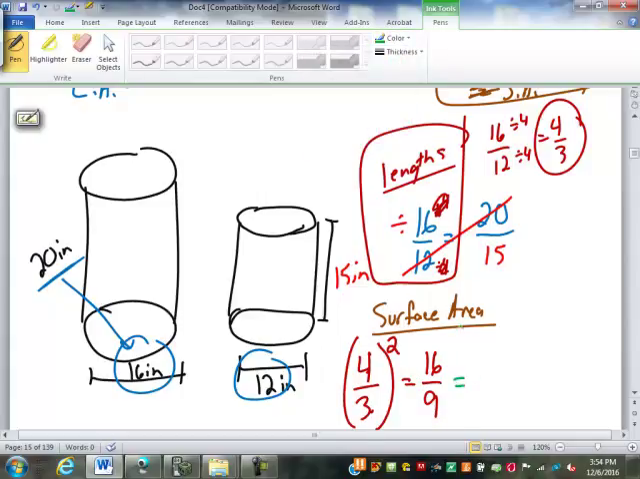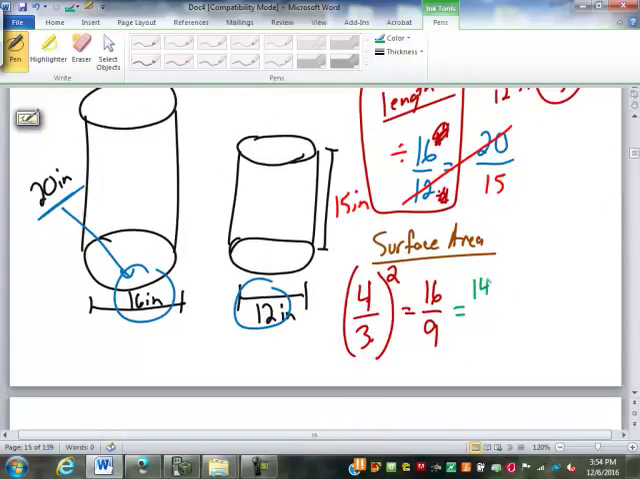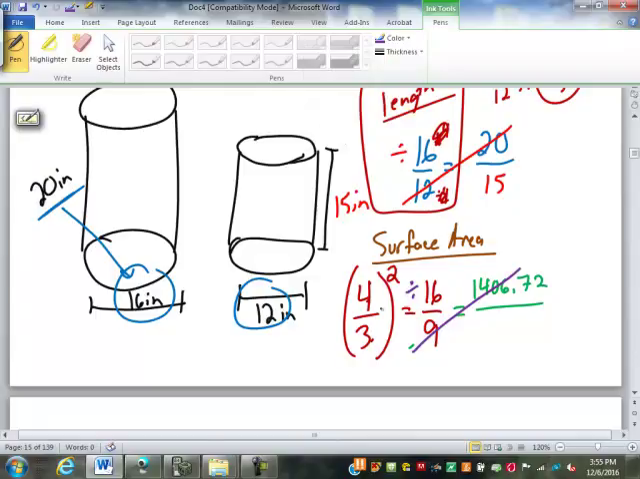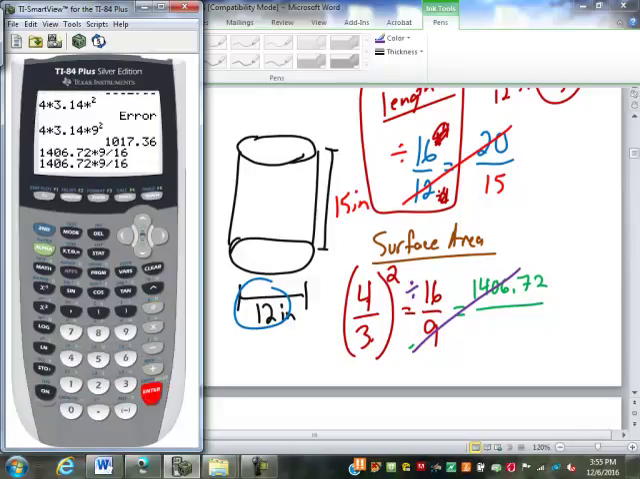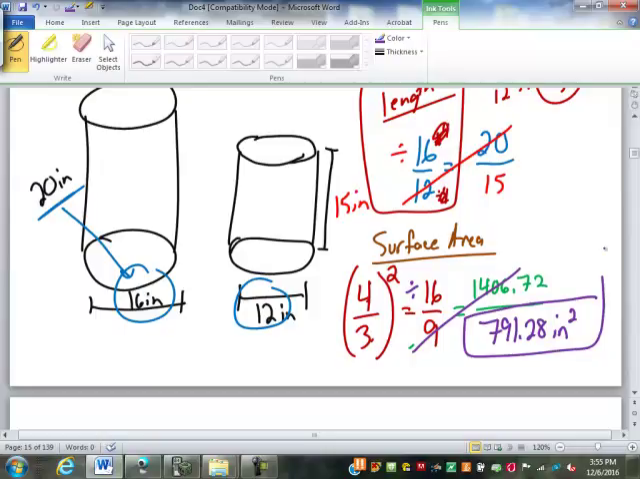So I had the surface area before I reduced it of 1406.72. I can cross multiply and divide there now. It's 1406.72 times 9 divided by 16. 791.28. That is going to be inches squared is the surface area of that reduced figure. I can just get it right off of the ratios.